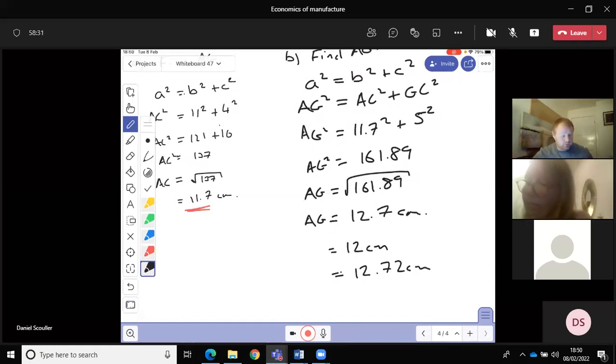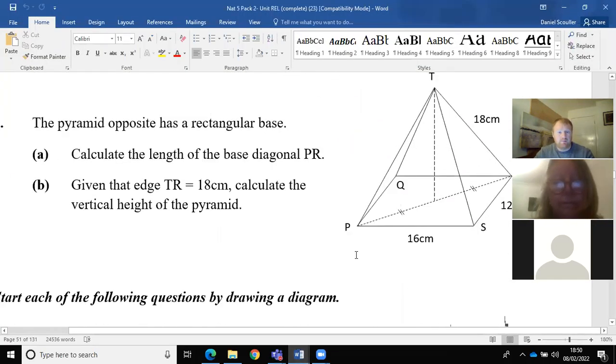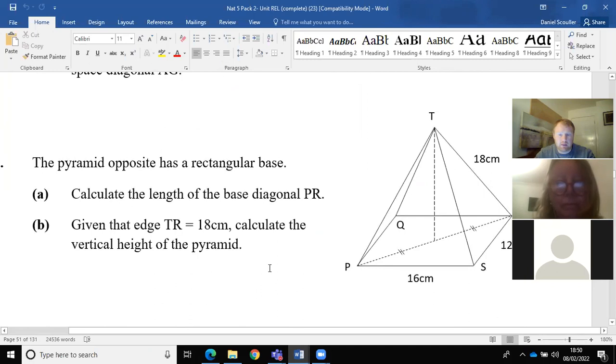Okay. Right. Let's see what they've got in the booklet. Not much. Here's PR. Calculate the length of base PR. So what are they giving you? What are they giving you? 18.